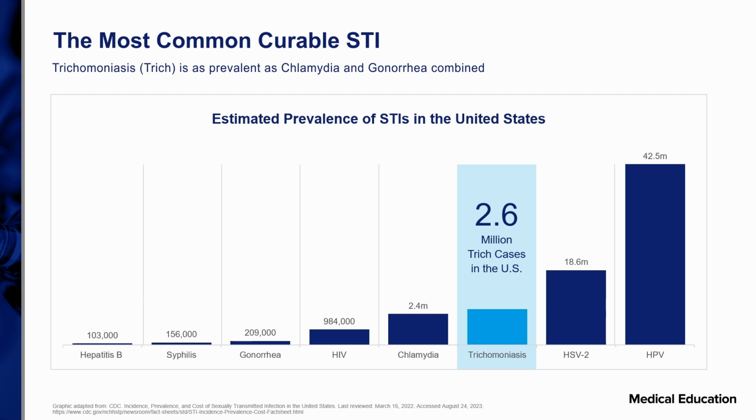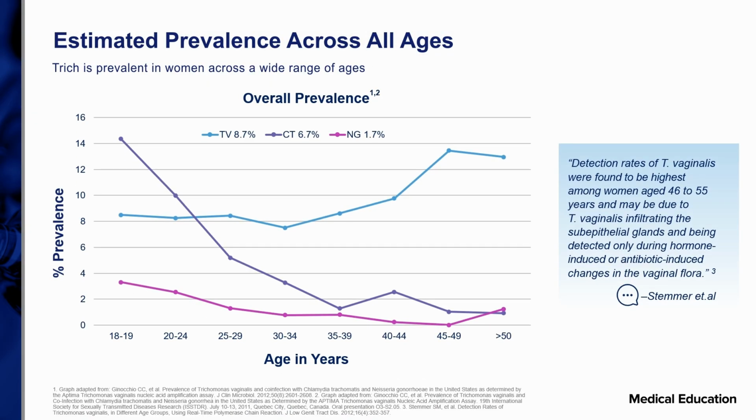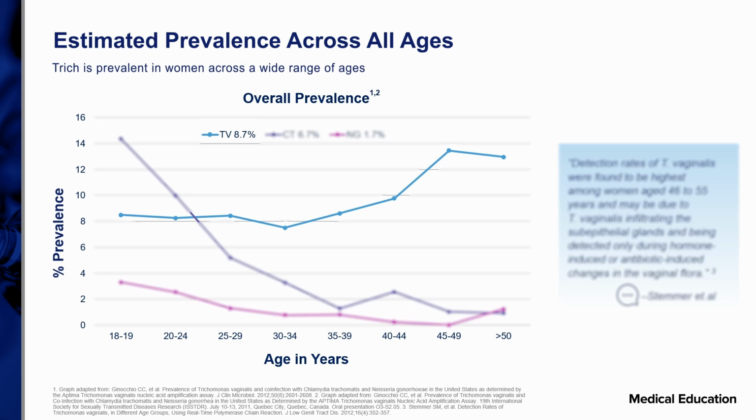Because it is not a reportable disease, there are no screening recommendations for the general population. And maybe this is the reason why the rates of trich or TV could be higher than the estimated prevalence. In contrast to chlamydia and gonorrhea, which have higher rates in women younger than 25 years of age, the estimated prevalence of Trichomonas vaginalis tends to be uniform across a wide range of ages, with the highest detection in women aged around 45 to 55 years.